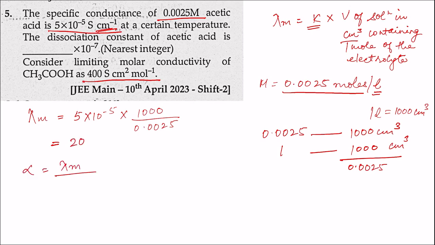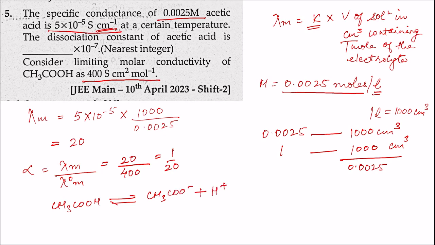Alpha is equal to molar conductivity at a given concentration divided by limiting molar conductivity. So this is equal to 20 divided by 400, which is equal to 1 by 20. Now equation for the dissociation of acetic acid is CH3COOH dissociates into CH3COO minus plus H plus. So if the concentration is C moles per liter, then the concentration of various species in this equation becomes C into 1 minus alpha, C alpha, C alpha, where alpha is the degree of dissociation.